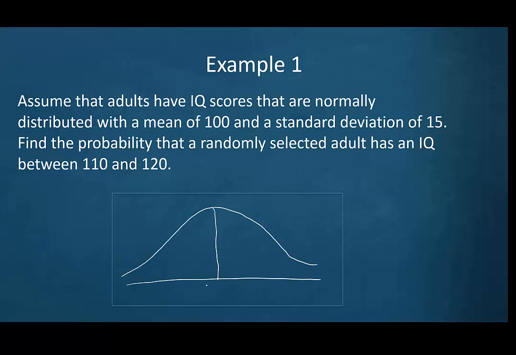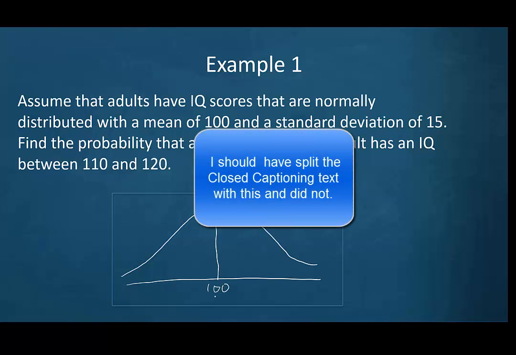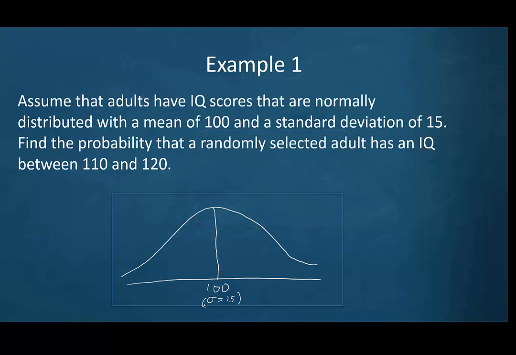It's got a mean of 100. And then right below that, I'm going to put sigma, standard deviation is 15. And I want between 110 and 120. So we're just going to ballpark this. Let's call that 110 and 120. And I need to shade the region that I'm trying to find.